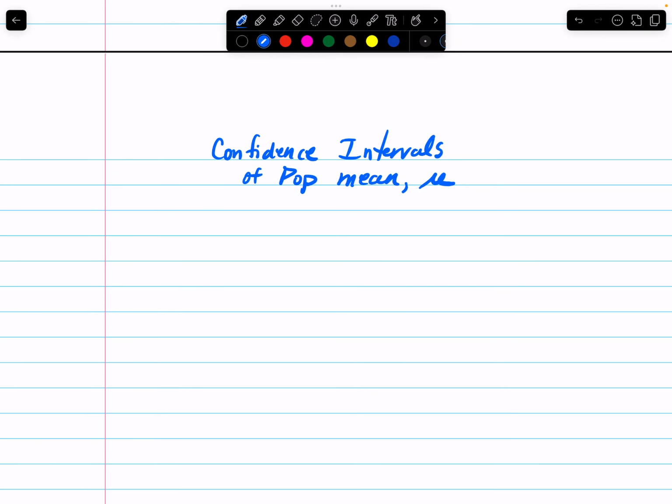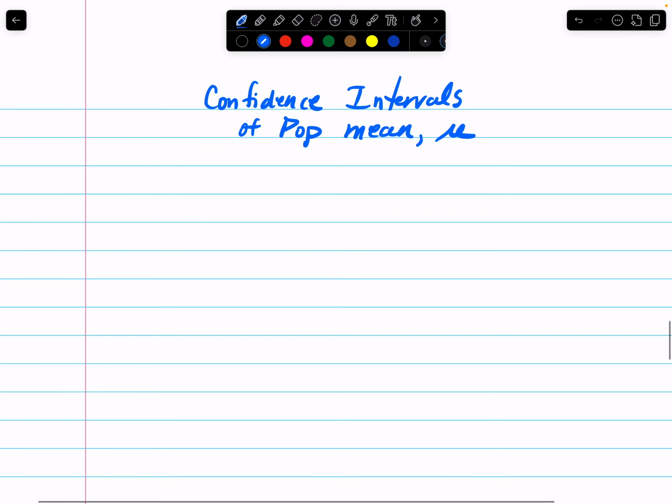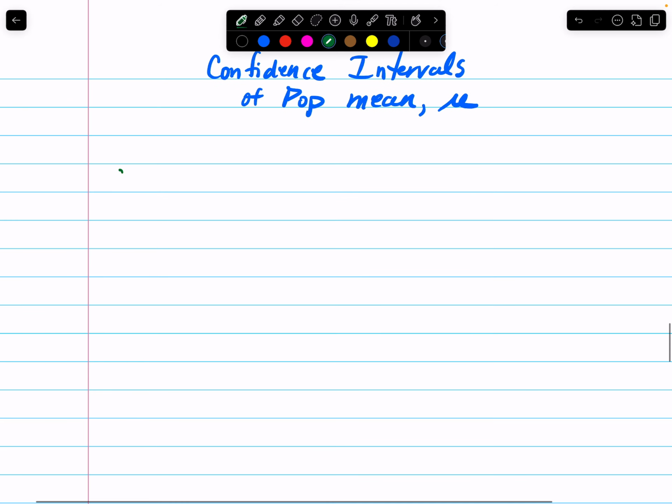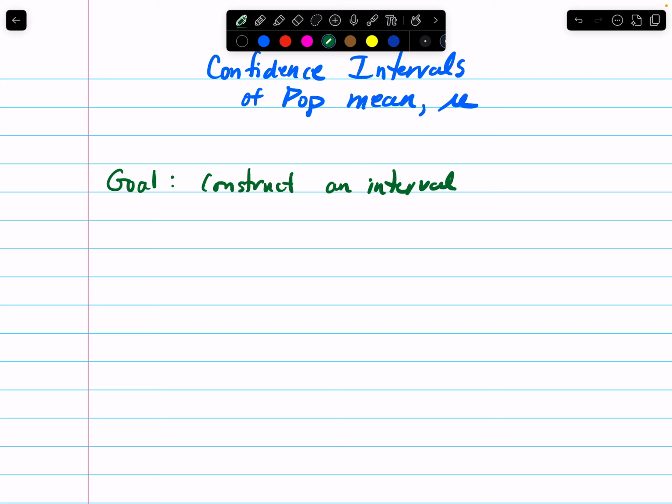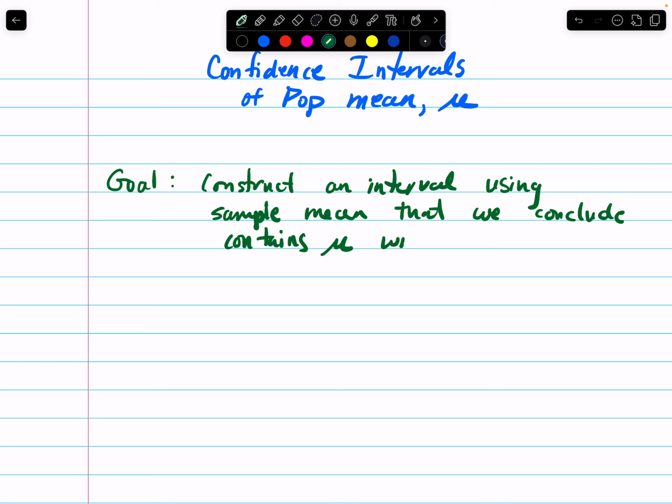We're ready to look at confidence intervals, and we're going to start with the population mean. We can do confidence intervals of many different types of population parameters, but we're going to start with the population mean. And our goal here is to construct an interval using a sample mean that we're going to be able to conclude contains our population mean with some level of confidence.